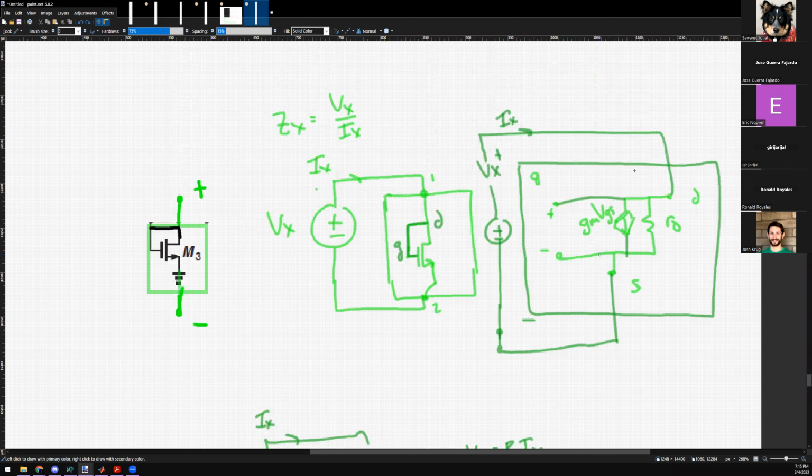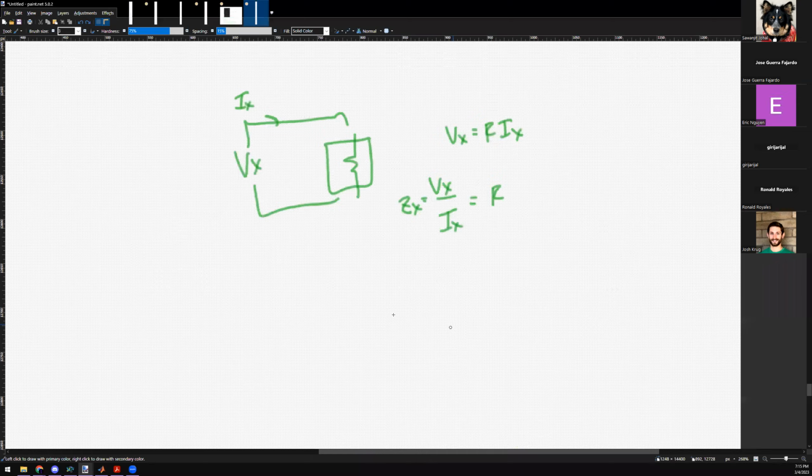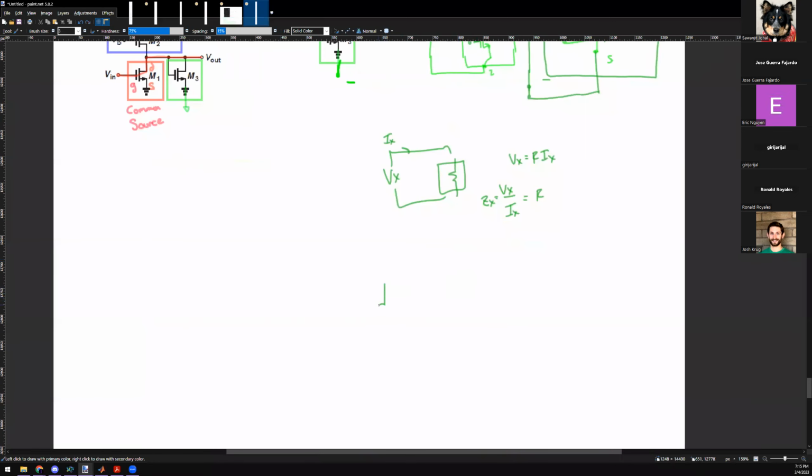Okay, so let's do it. I apply this ratio, right? I have a circuit where I have a VX applied with an IX, and I'm going into a circuit that looks like this. It has a dependent current source going down, and it has a resistor, R naught. And this is GM VGS, but VGS is also just the VX being applied to it, isn't it?